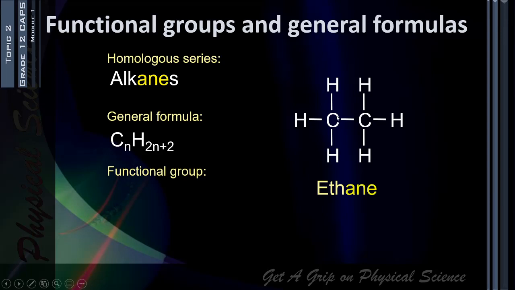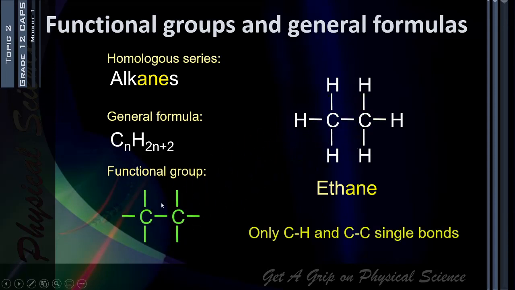The functional group for the alkanes will be the single bonds between the carbons and hydrogens. So if they ask you to draw the structural formula of the functional group of an alkane, it will look like this. If they ask you to explain, you will say there are only carbon-hydrogen and carbon-carbon single bonds.